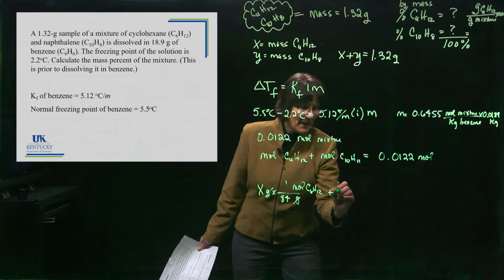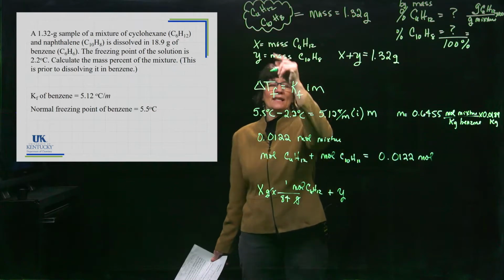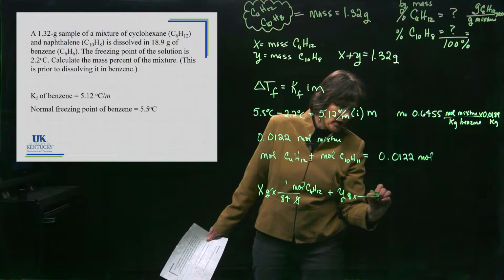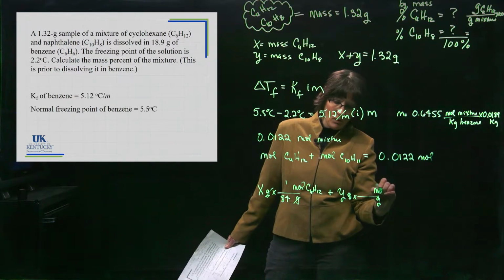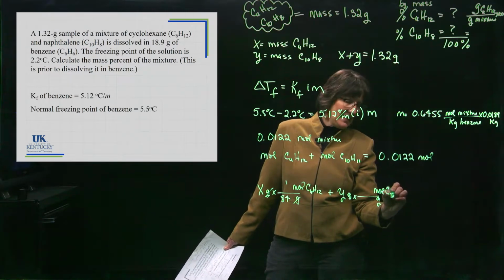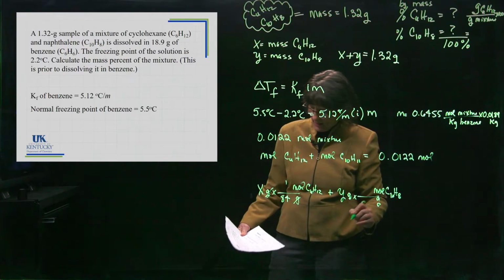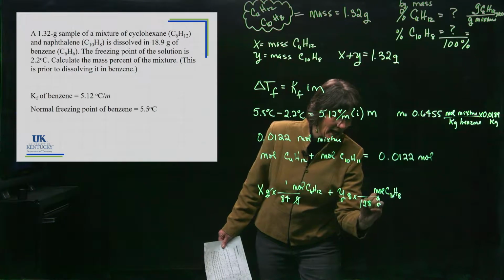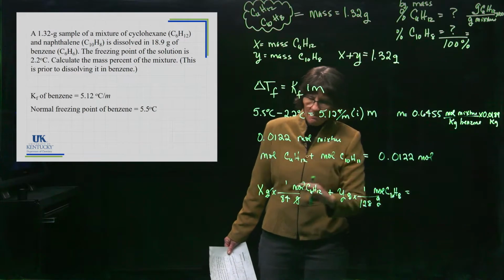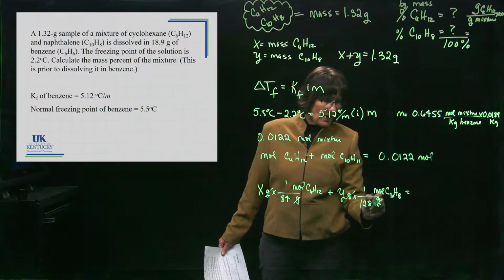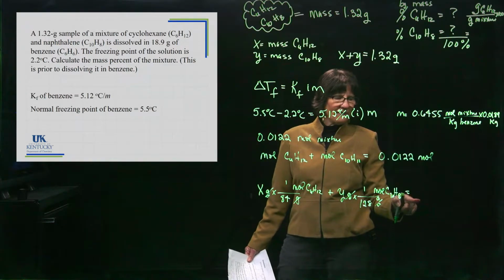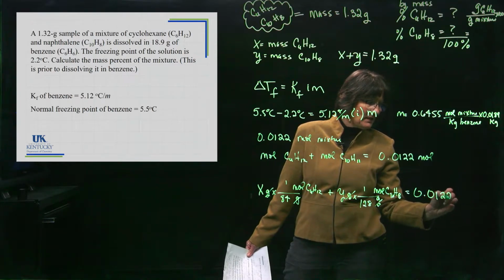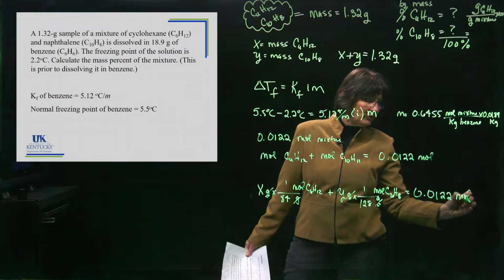All right, so let's do the same thing for the C10H8. Y was my mass of C10H8. This is in grams. I don't want grams of this. I want moles of the C10H8. So I get the molar mass of that compound, which is 128. The moles of X and the moles of Y have to add up to the total moles of both, which I determined had to be this from the colligative property.